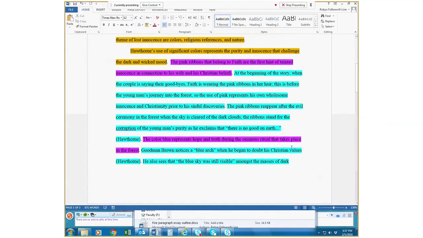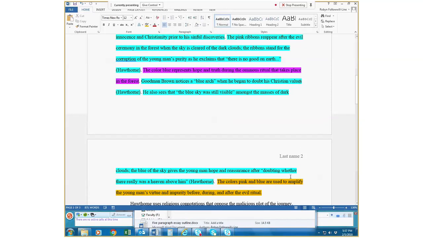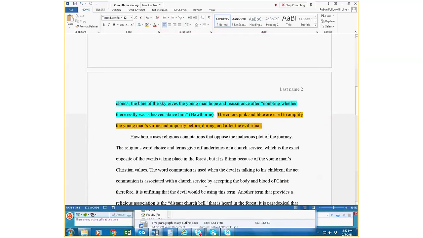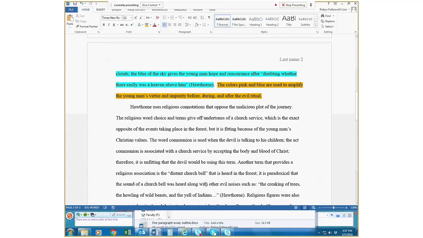So in these examples, we already have our embedded quotes right here, doubting whether there was really a heaven above him. So you need to make sure that you have at least one embedded quote in your paper. The purpose of that is to start getting us moving toward writing these research papers where you will have to have a lot more than one. But right now we're just going to go with one.